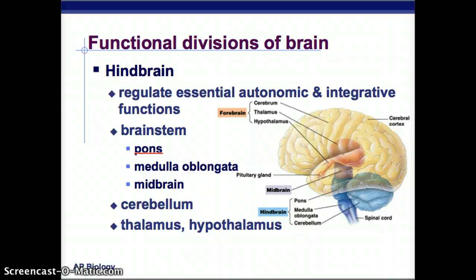So there are functional divisions of the brain. So here's the hindbrain, where it regulates essential autonomic and integrative functions. So it's kind of the brain stem. It's got the pons, the medulla oblongata, and then the midbrain is right above it.